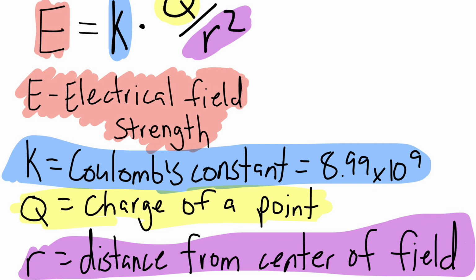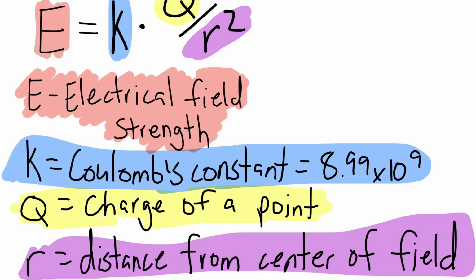In this equation, E represents the strength of the electric field, and K represents Coulomb's constant, which is equal to 8.99 times 10 to the 9th. This constant is used in equations about electric fields, as determined by Coulomb, whom the unit is named after.